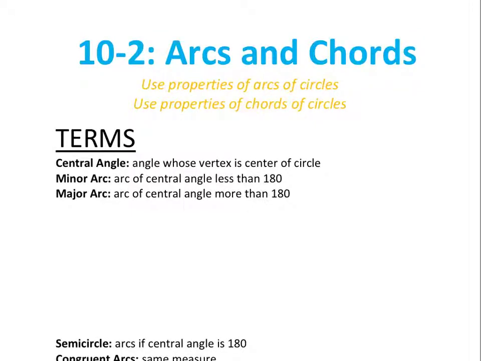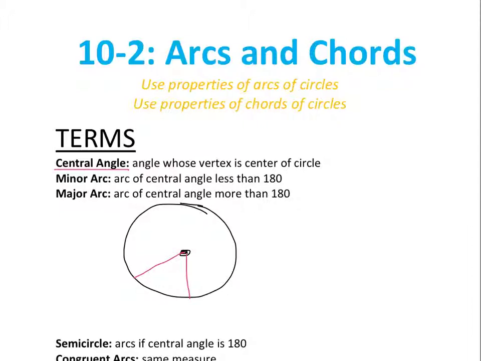Hey guys, so in this lesson we're going to talk a little bit more in depth about angles within circles and the arcs and chords that help create that. So if we have a circle, we could draw some angles called central angles that are going to come from the center of the circle. So the vertex of these angles is going to be at the center. A central angle there is drawn in red.